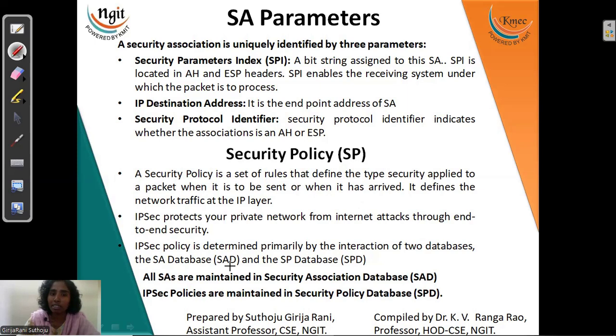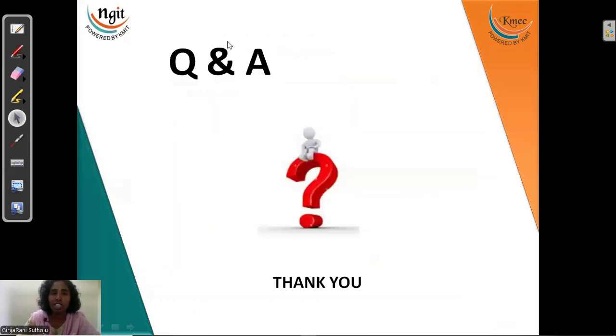Now, the databases we include are the Security Association database and the Security Policy database. The Security Association database has all the parameters we just discussed, and the Security Policy database decides whether a packet is the original one or a fake one. So all this information is about Security Association.